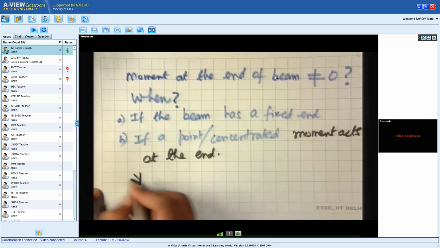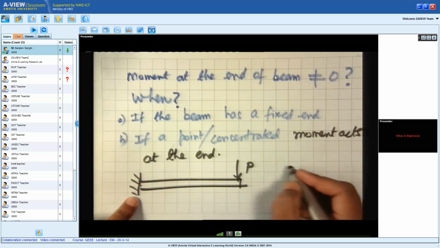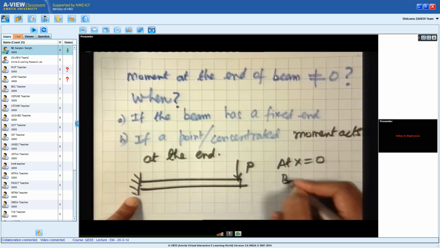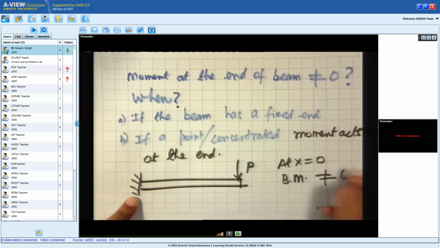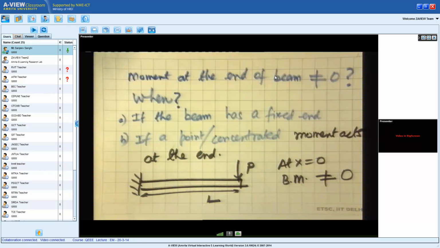So if you have a case like this, you have a beam like this, you have a force P. In this case, at x equal to 0, bending moment will not be 0. Why? Because the support itself will put a moment, if this is the length L, at the support there will be a moment equal to PL, and so the bending moment at the start, just after x is equal to 0, will be equal to PL with the appropriate sign.